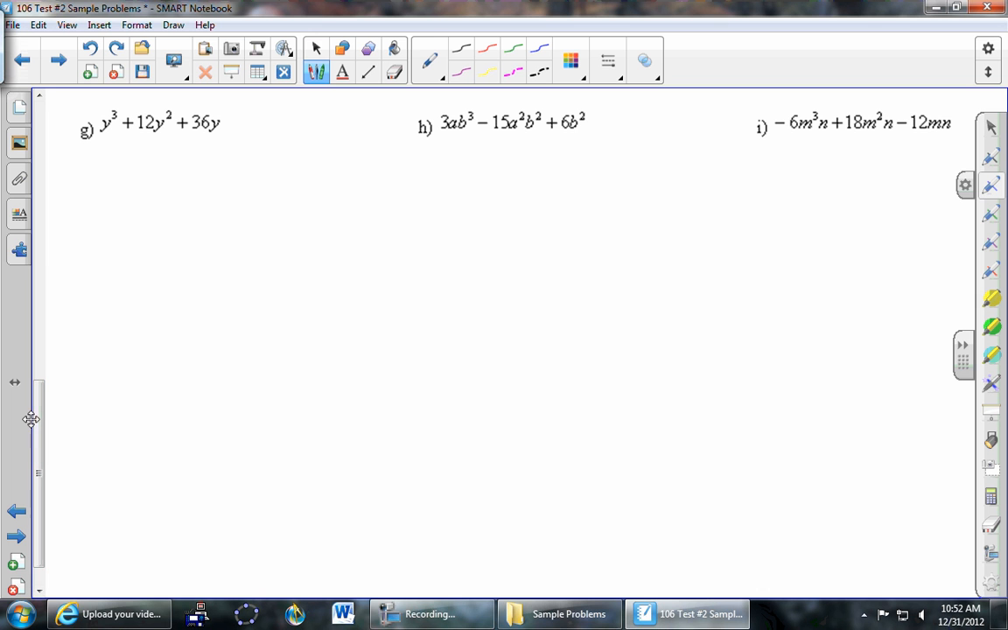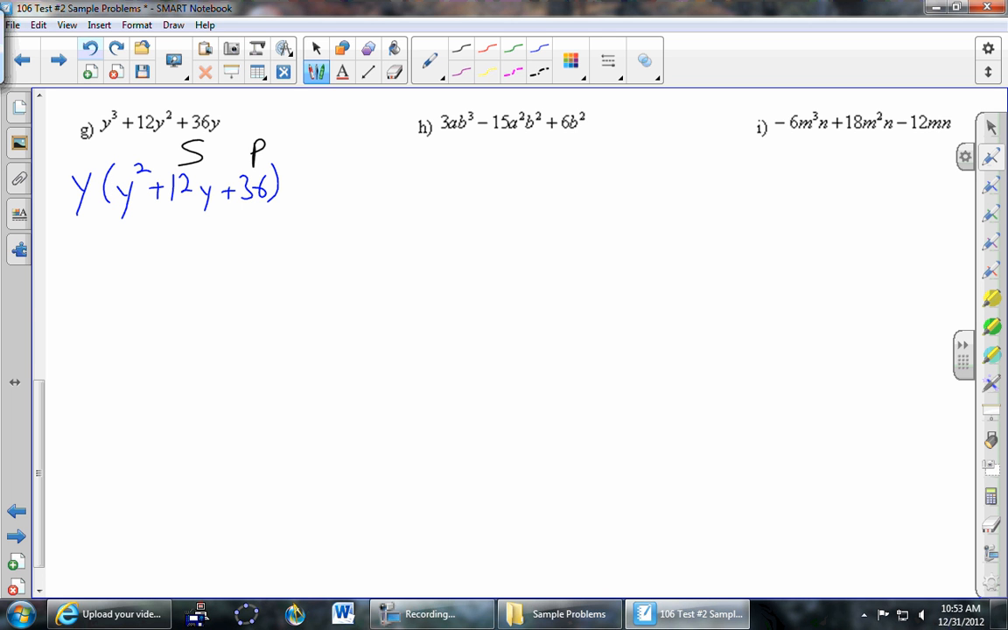Moving on to part G, y cubed plus 12y squared plus 36y. Again, factor out the biggest GCF you can, the greatest common factor. I can take a y out of all of those terms. And now for the thing in the parentheses, I'm ready to do my product sum business, and I can get away with it because it's a 1 in the front there.